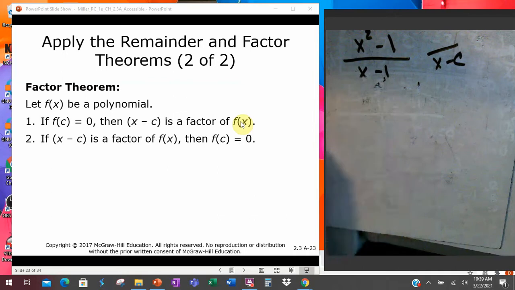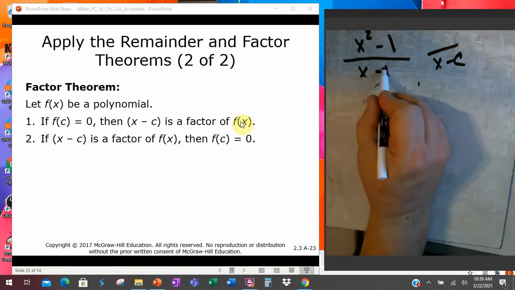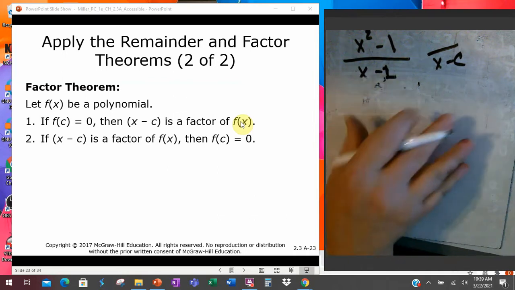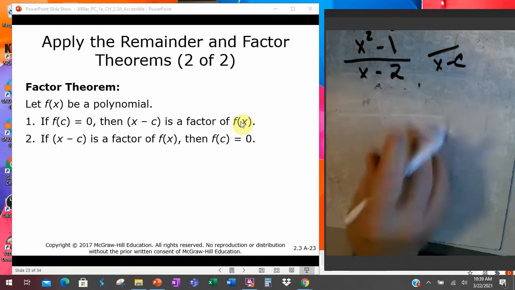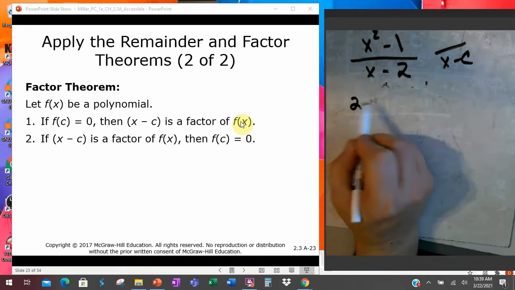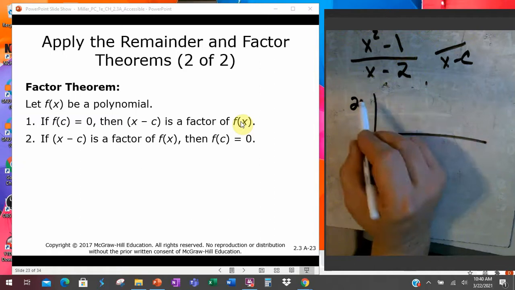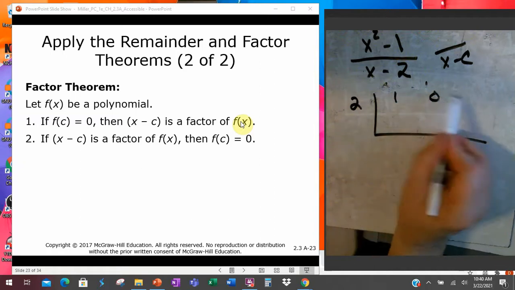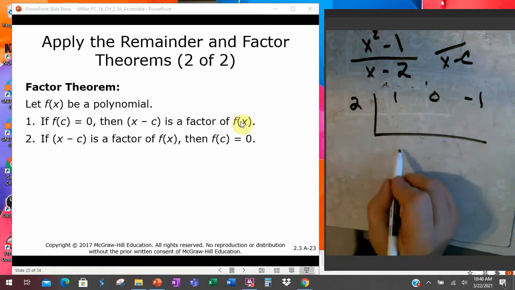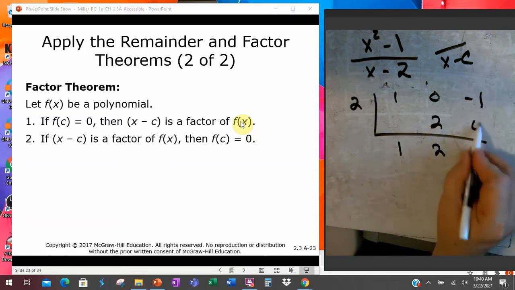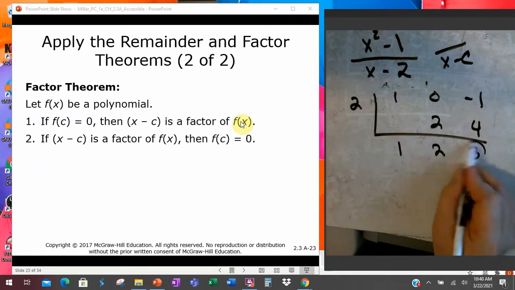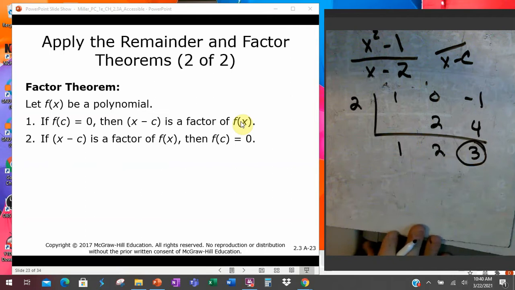I want to do something a little different. So I want to divide by x minus 2. I can still do synthetic division. This is x minus 2. Okay, 2, there's my c. 1, 0, negative 1. 1, 2, 2, 4, 3. Now I've got a remainder of 3.